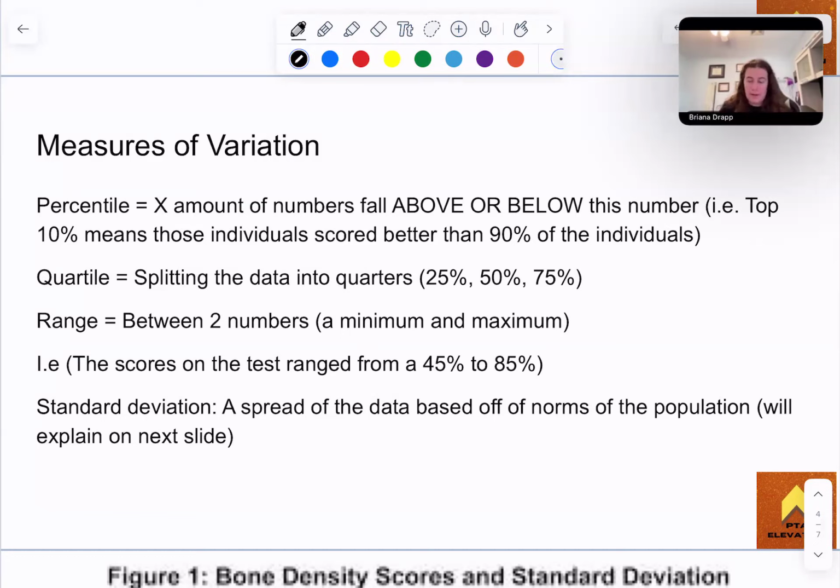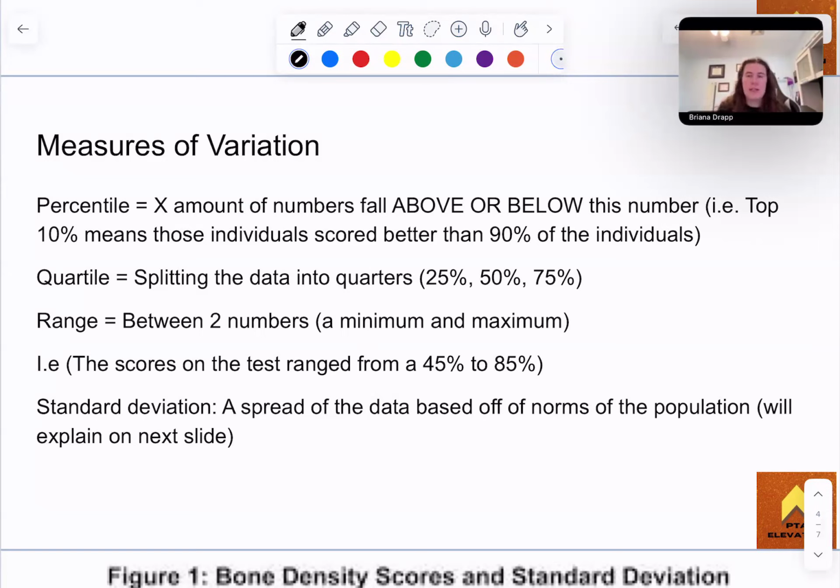So if we look at a data point and we say, okay, the patient is in the top 25%, that means they are better than three-quarters of the population at whatever we're scoring them on. If they're in the bottom 10%, that means 90% of the individuals scored better. Okay. So that's kind of the big thing. That's what a percentile means. I feel like we're pretty familiar with this.